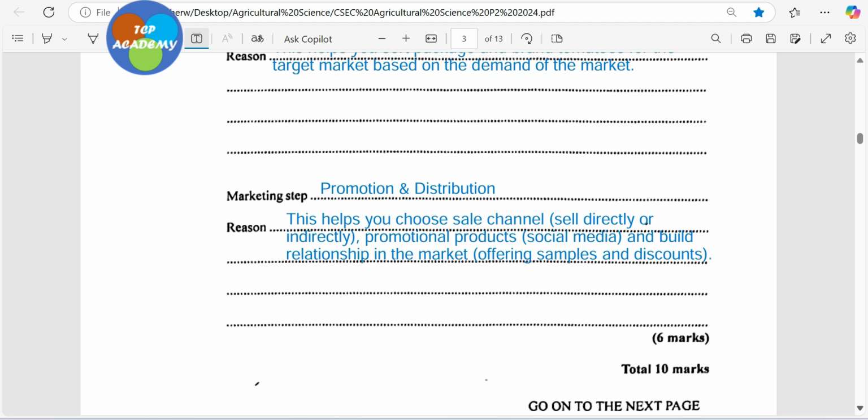Building relationships in the market. When you start to do this promotion, are you going to be offering samples? Are you going to be offering discounts? Are you going to be offering bundles? How are you going to do this to make sure that you are selling more than the tomato that everybody is selling? You are selling a product that is going to be in high demand.